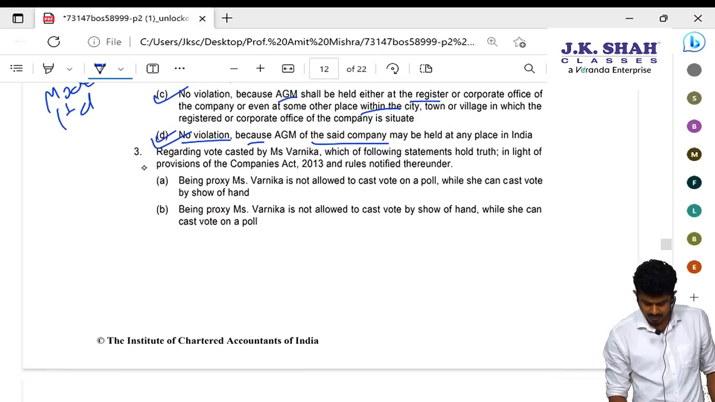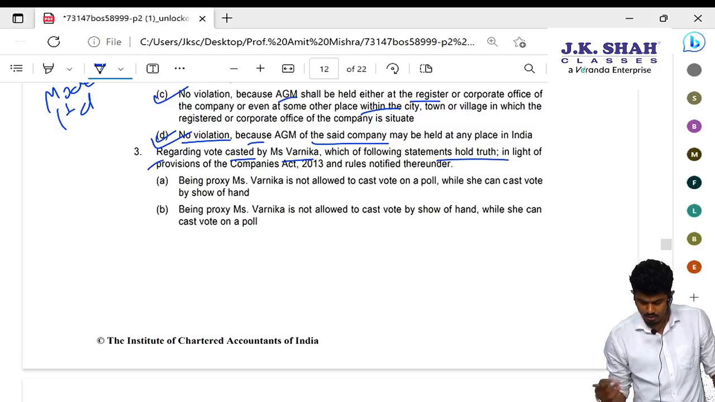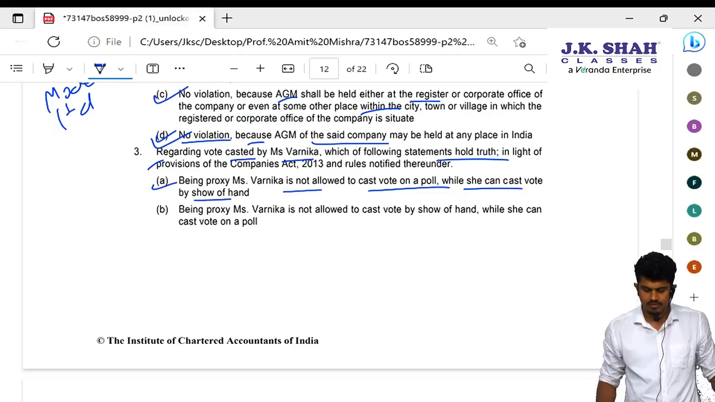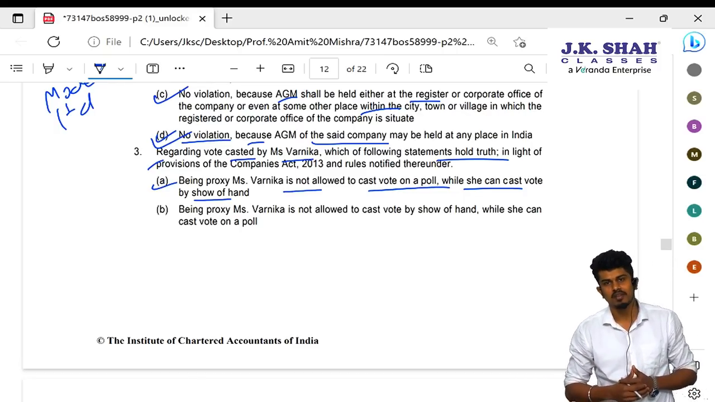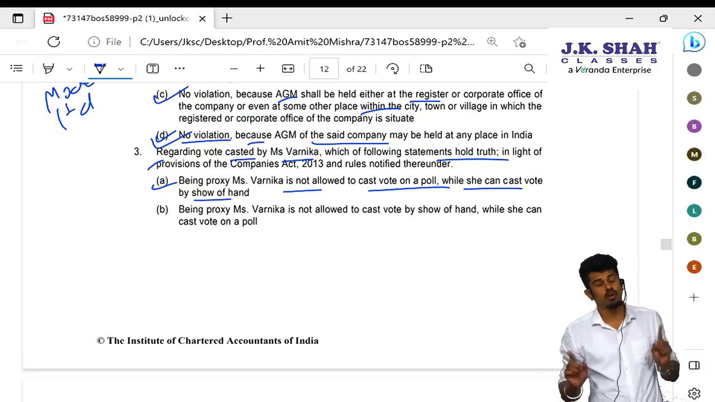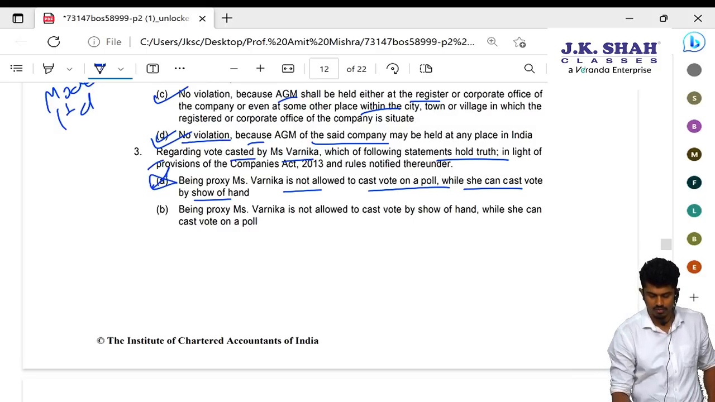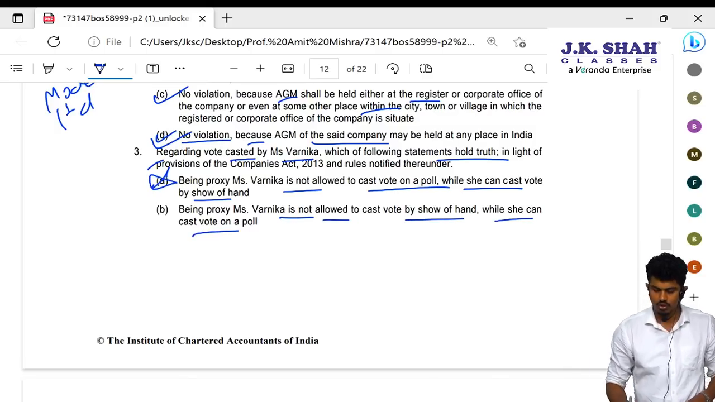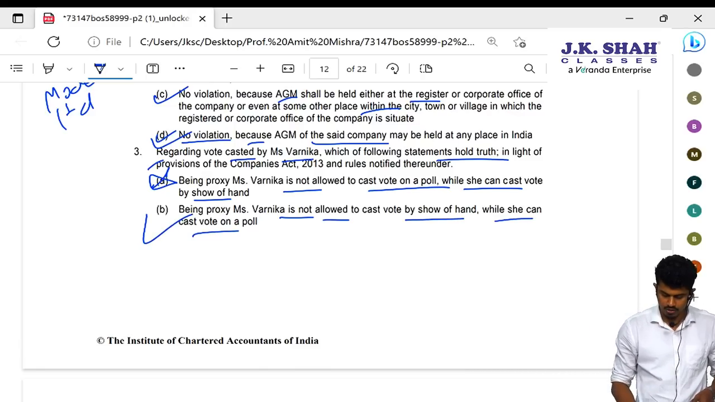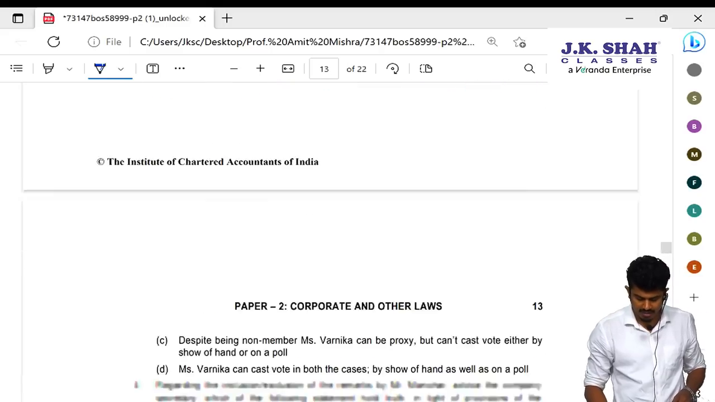For the next question, regarding the vote cast by Varnika, who is a proxy by the way, which statements hold true? First, being proxy, Varnika is not allowed to cast vote on poll while she can cast vote by show of hands. Please recall Section 105, proxy. Proxy can vote by poll but not by show of hands. I repeat, proxy can vote by poll and not by show of hands. So the first statement is wrong. Second, being proxy, Ms. Varnika is not allowed to cast vote by show of hands while she can cast vote on a poll. Correct. This statement B is correct.